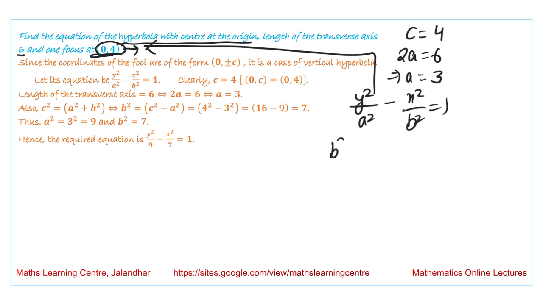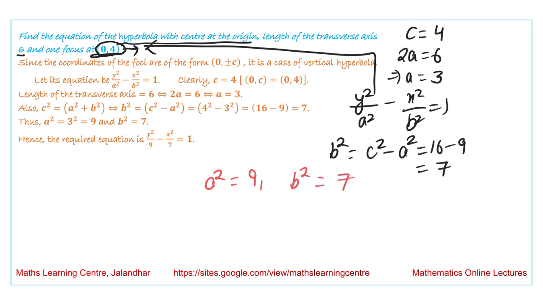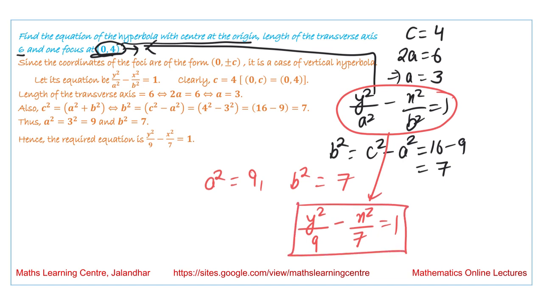The value of b square we obtain, that is equal to c square minus a square. So we are getting 16 minus 9 is equal to 7. So the value of a square we have is 9. The value of b square we have is 7. So substituting these values in this equation, we obtain the equation as y square over 9 minus x square over 7, that is equal to 1. So this is the required equation of the hyperbola.